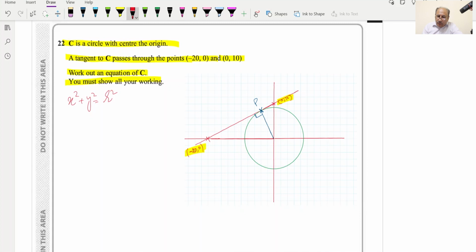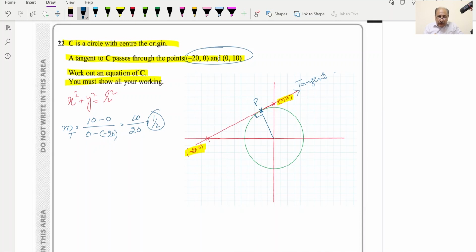So first of all we will find the gradient of the tangent line. Two points are given, so m equals y2 minus y1, so 10 minus 0, over x2 minus x1, so 0 minus minus 20. This is equal to 10 over 20, which is equal to 1 by 2. So the gradient of the tangent is 1 by 2.